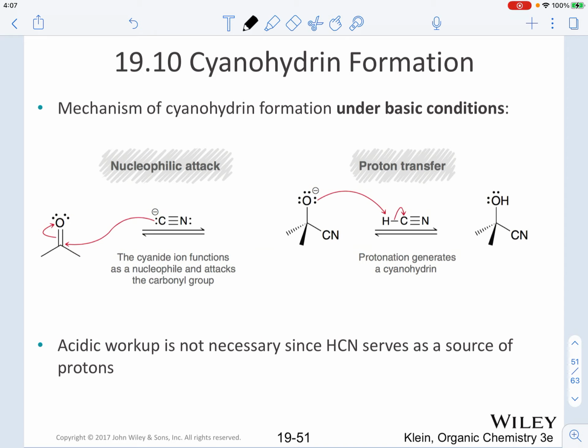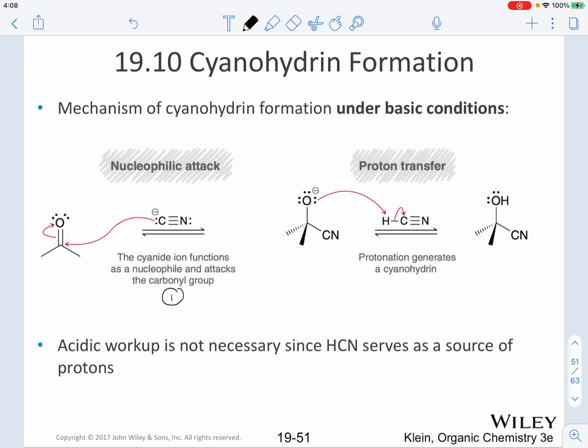This is the mechanism for the reaction. Now, understand that in the first step of the reaction, we are going to have our cyanide ion function as a nucleophile and attack the carbonyl group. Once that happens, then as usual, once the attack occurs at the carbon of the carbonyl, the electrons are going to move, I should say, to the oxygen atom, and is going to make that oxygen atom negative.